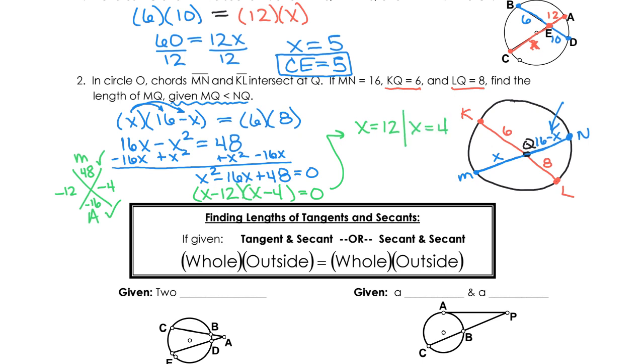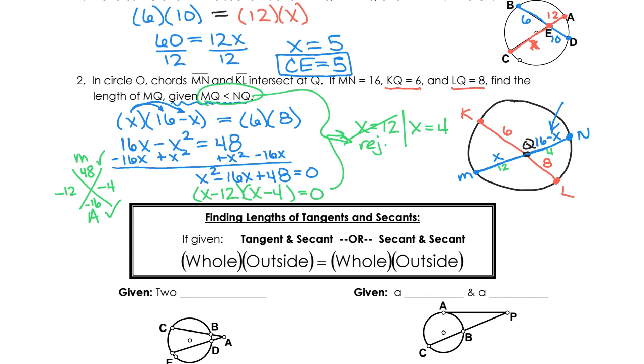Okay, and so now remember this part right here where they said MQ has to be less than NQ. So if MQ is 12, that would make NQ 16 minus 12, which is 4. And so now MQ is more than NQ. So we're going to go ahead and reject this because it doesn't fit what we need.